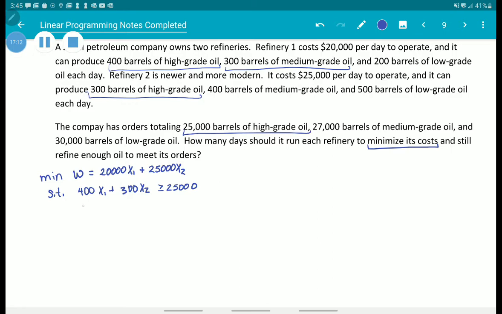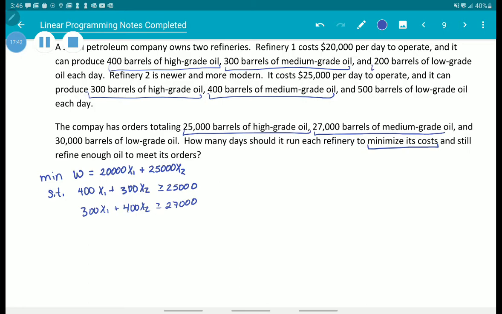Refinery 1 can produce 300 barrels of medium. Refinery 2 can produce 400 of medium. And we need 27,000. So we could produce more than 27,000 barrels of medium grade. That would be fun, but we've got to at least produce 27,000 or we're not going to be able to fill this order for the company. So that's the idea. That's why we're using greater than or equal to here.